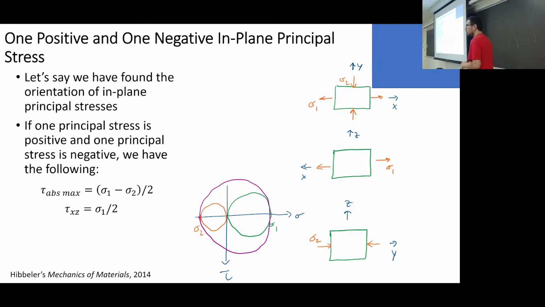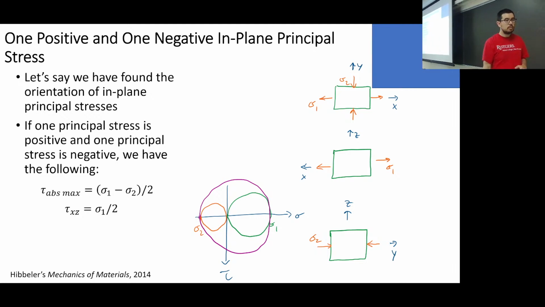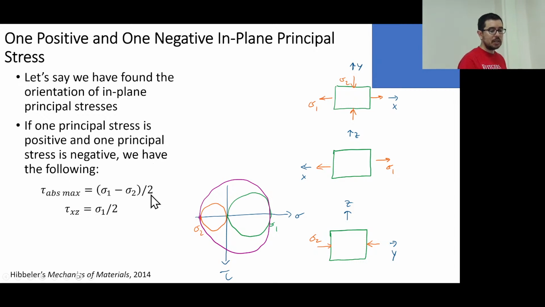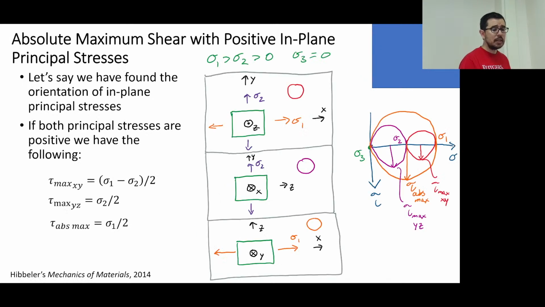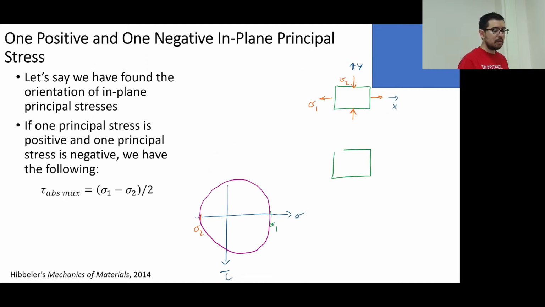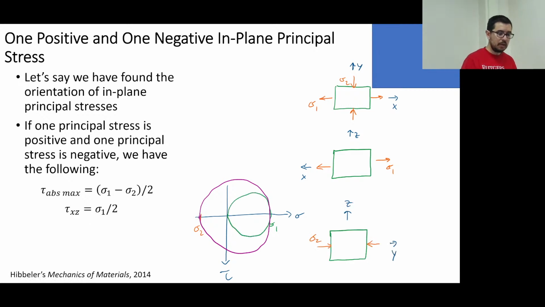So in this case, what is the absolute max? Well, it's already here. It's going to be sigma 1 minus sigma 2, divided by 2. So in this other case, we said it was just sigma 1 divided by 2, or sigma 1 minus sigma 3, quantity all divided by 2. And in this case, it's going to be sigma 1 minus sigma 2, divided by 2, like that. Any questions on this?